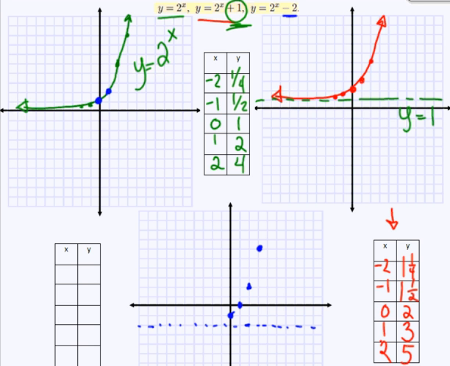Okay, so we've got a graph that looks something like this. So it's the same as y equals 2 to the x, it's just gone through the transformation where it's been moved down 2. And as a result, that moves our horizontal asymptote down 2.